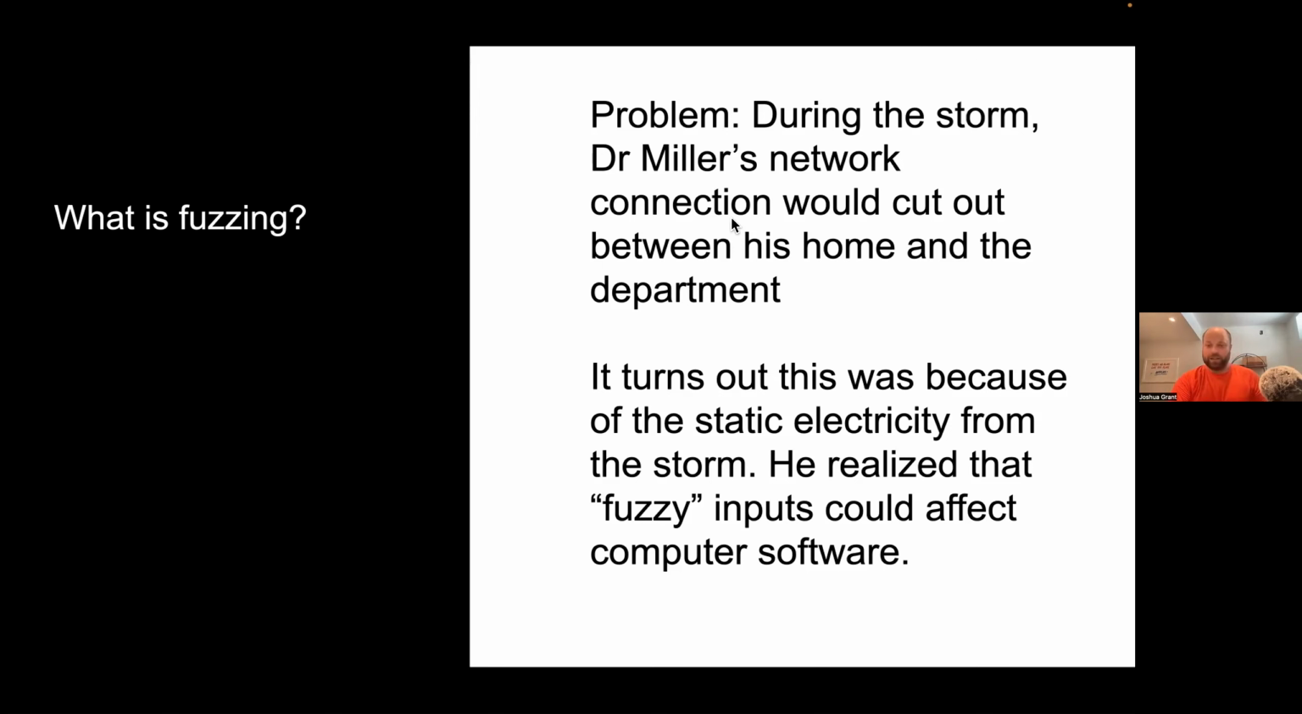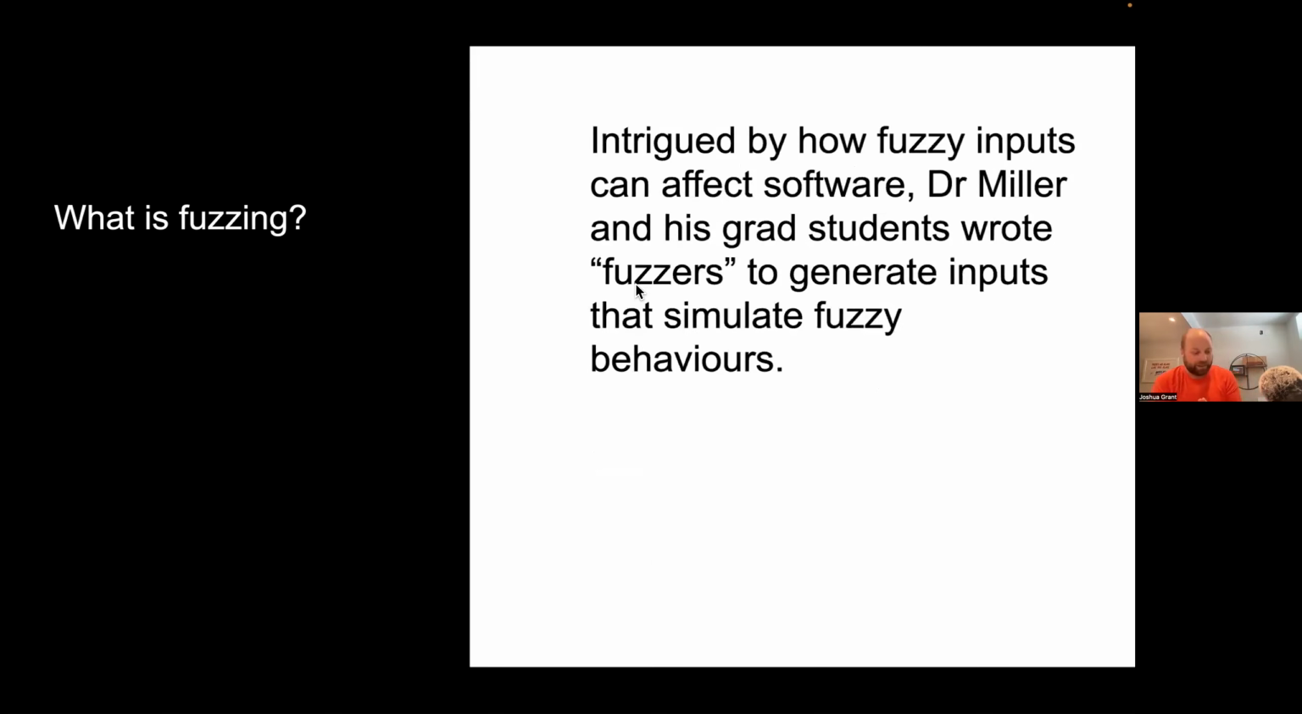It was actually like data being affected by the storm around him. So he got really interested in this. Being a computer science professor, he was interested in how software works at a fundamental level. And so he started researching this, and he had his grad students try to replicate some of this fuzzy behavior by writing things that he called fuzzers. Part of the reason he called them fuzzers was that the data looked kind of fuzzy. There was a lot of punctuation, a lot of strings of different characters.